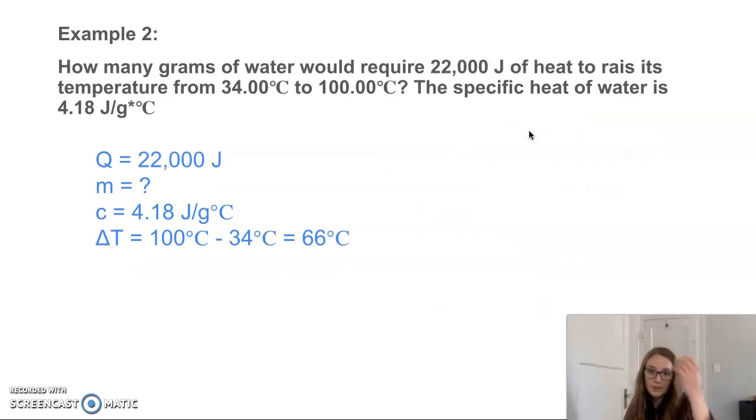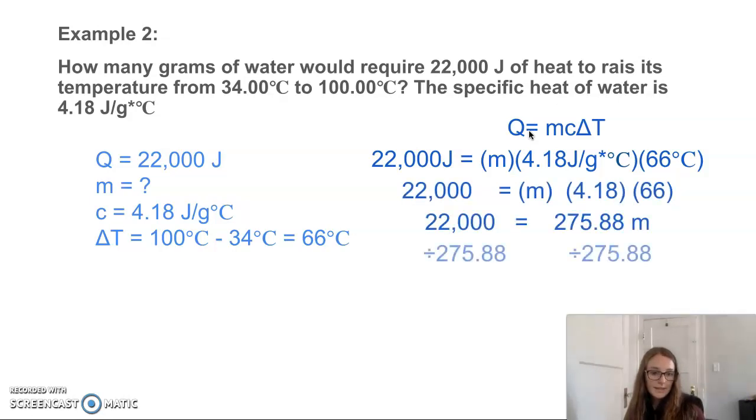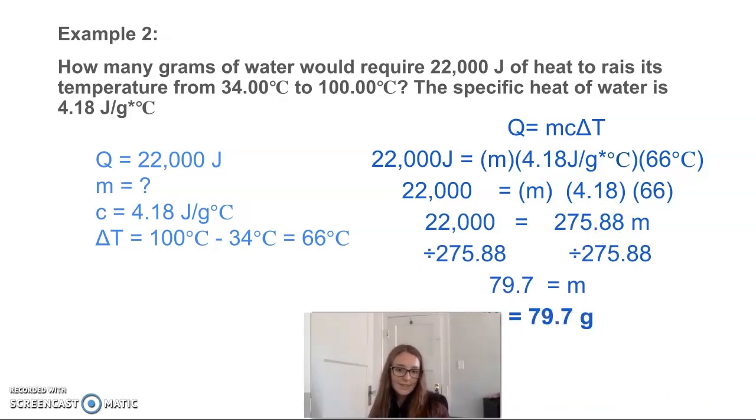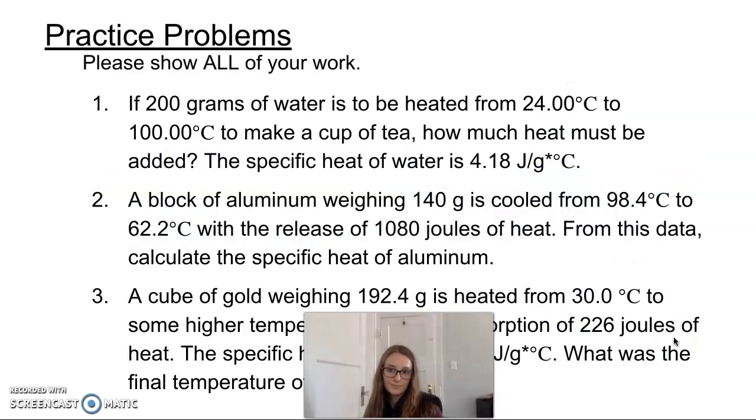We have another example, so pause the video and solve for this problem here. So I labeled all of my work and went through, used parentheses as I was solving. I isolated M to get it by itself and found that M is 79.7 grams. And that is my final answer.